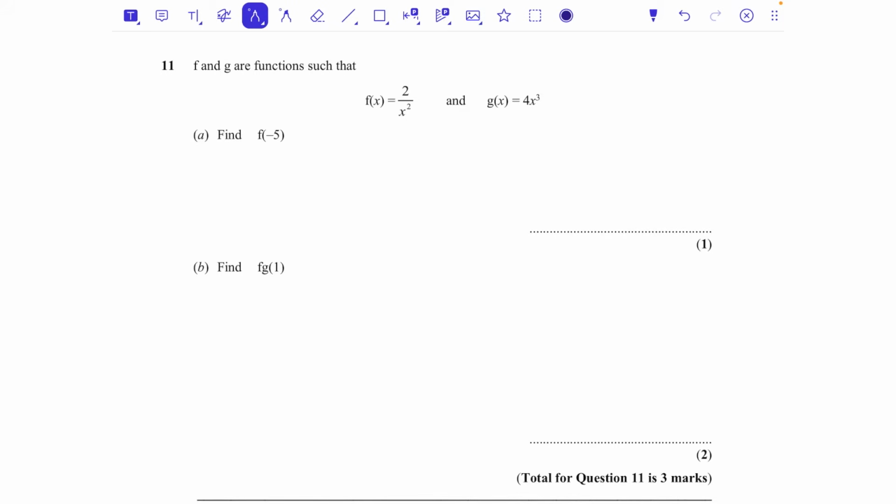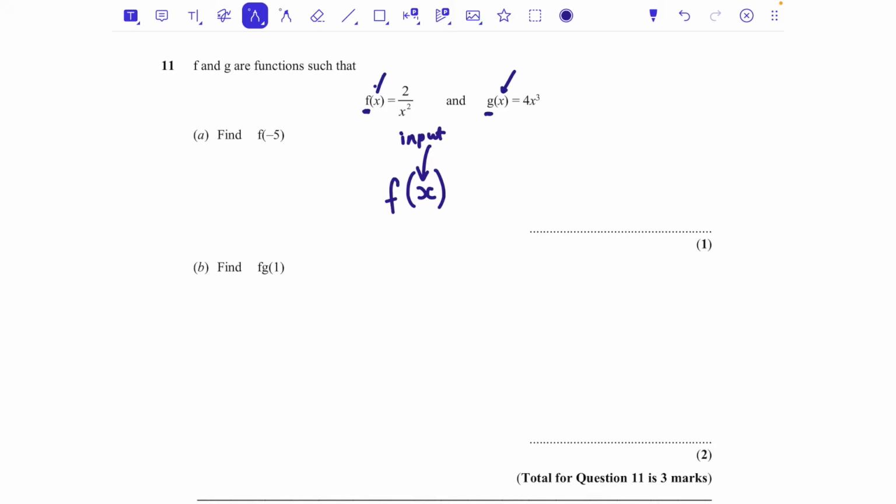Question number 11. F and G are functions such that f of x equals 2 over x squared and g of x equals 4x cubed. Find f of minus 5. So all this means, if we're saying f of x, x is our input, whatever number is here, that's what we're putting into this function. F is just the function. G is just a different function with an input of x.